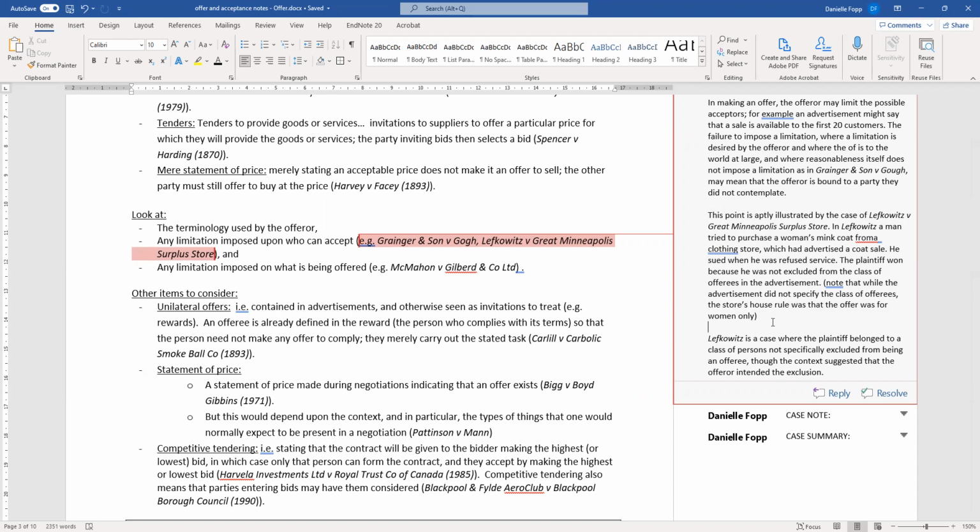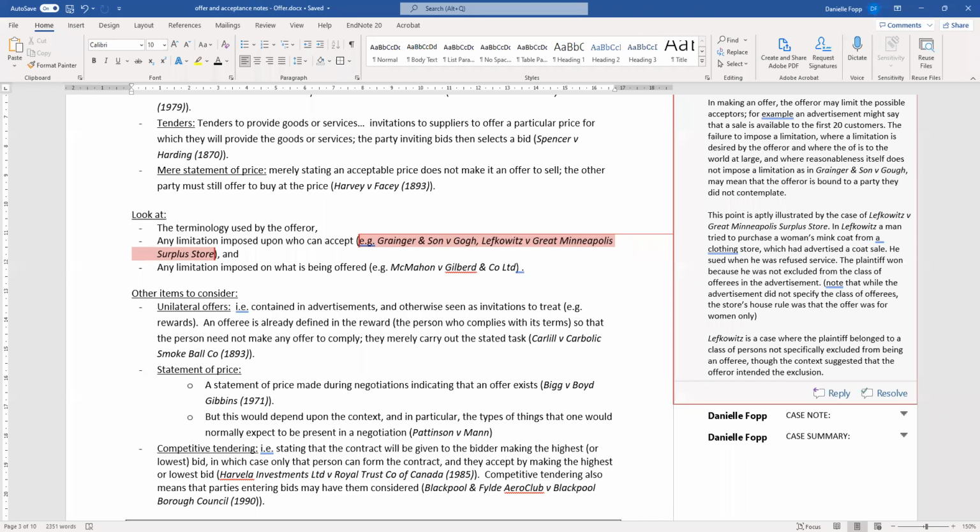And in this case, a man tried to purchase a woman's mink coat from a clothing store, which had advertised a coat sale. He sued when he was refused service. The plaintiff won because he was not excluded from the class of offerees in the advertisement. And what's important to note here is that while the advertisement did not specify the class of offerees specifically, the store's house rule was that the offer was for women only, and that's why they refused him.